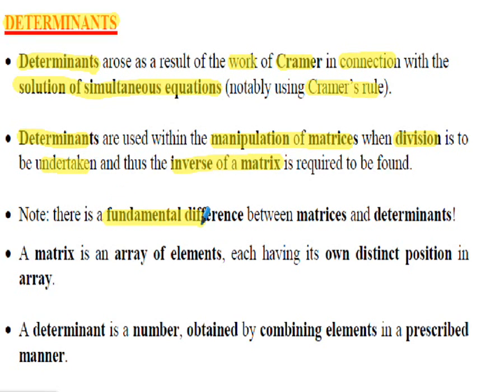Note there is a fundamental difference between matrices and determinants. A matrix is an array of elements, each having its own distinct position in the array. A determinant is a number obtained by combining the elements in the determinant in a prescribed manner, and you'll see in later presentations how we calculate determinants of matrices.